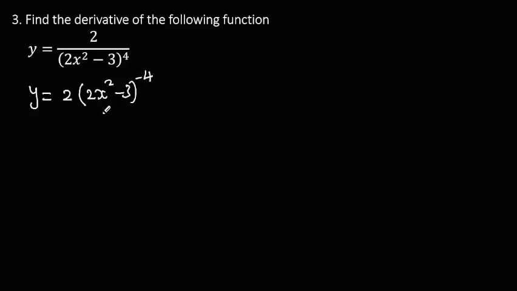Then you're going to identify the u. The u is the function inside. That is, u is equal to 2x squared minus 3. And that is going to transform our y into the form 2u raised to the power of negative 4.